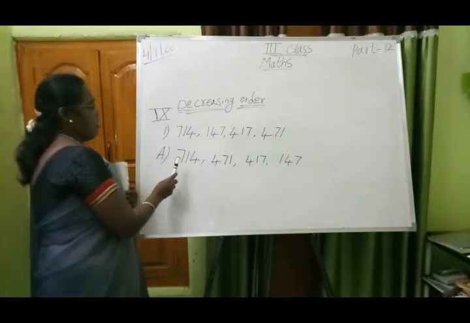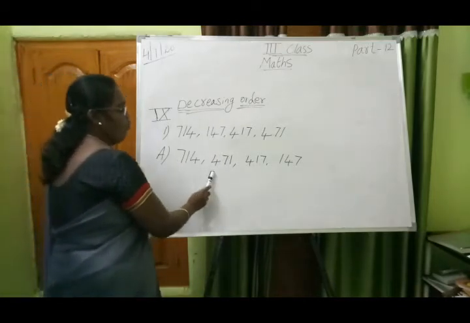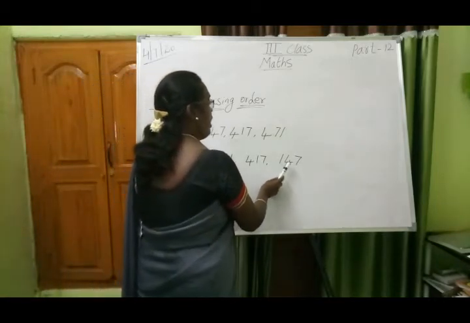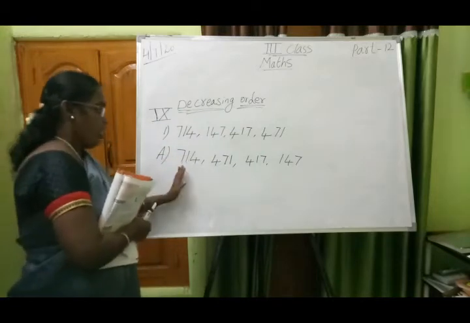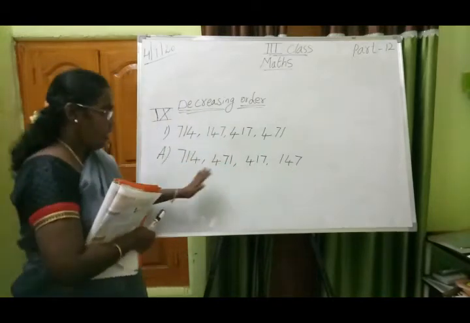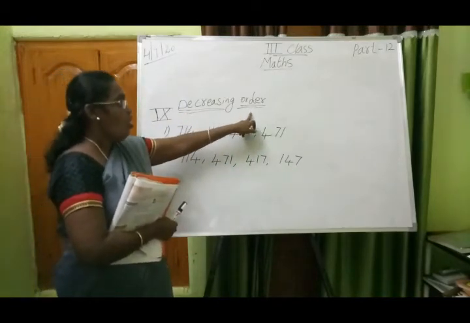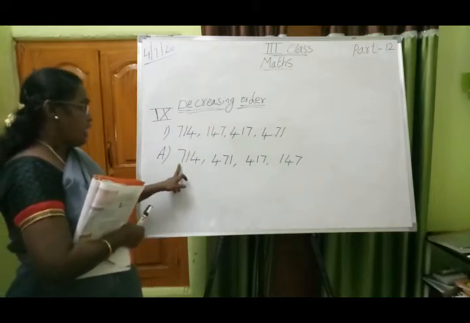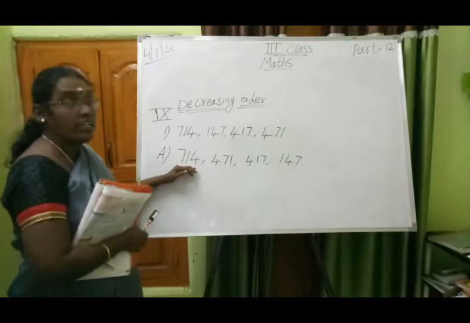Biggest number, see here: 714, 471, 417 and 147. Big number to small number. This is what, children? Decreasing order. 714, this is the biggest number.